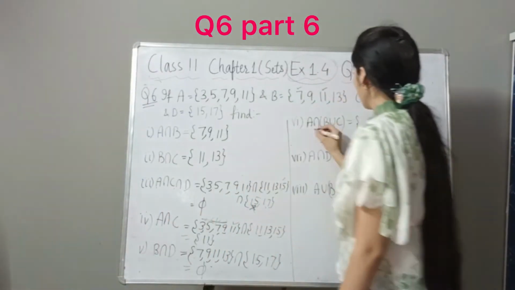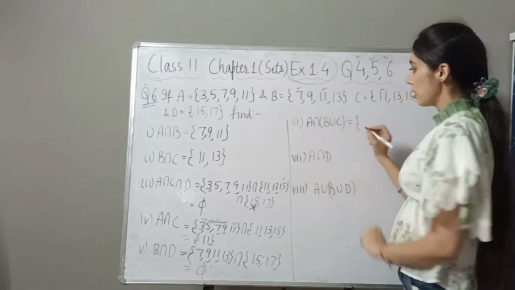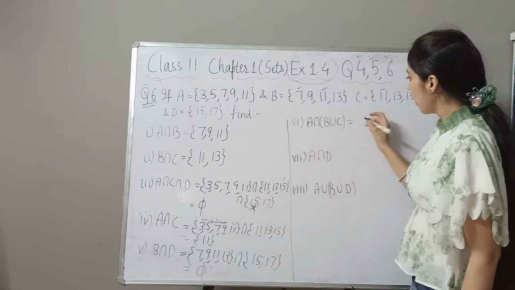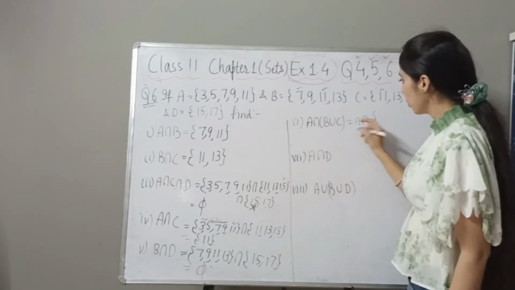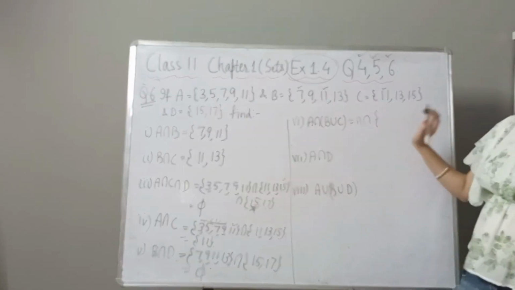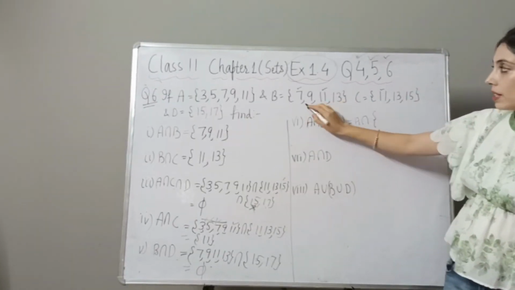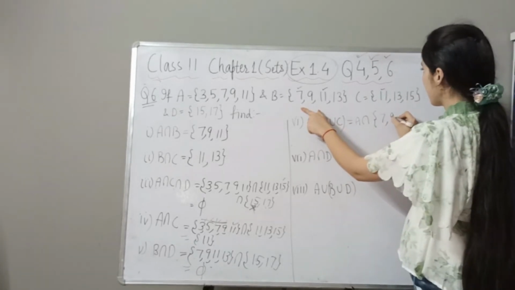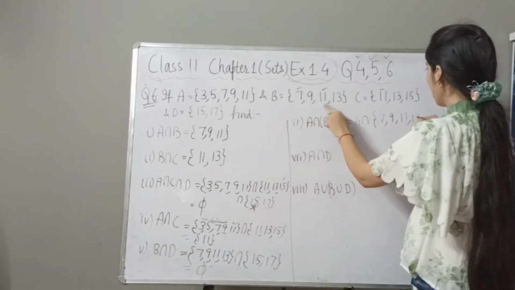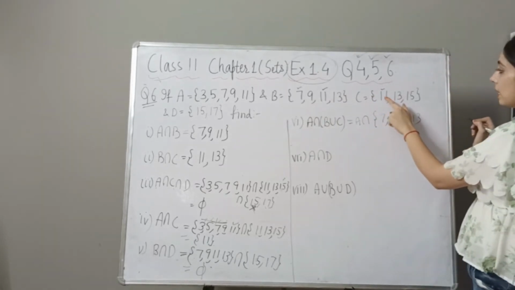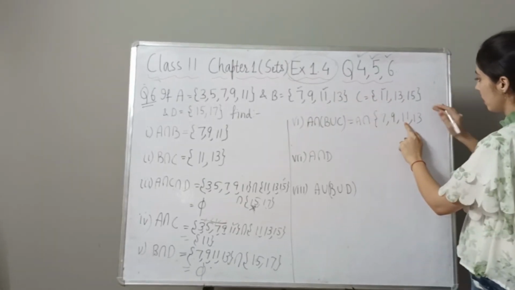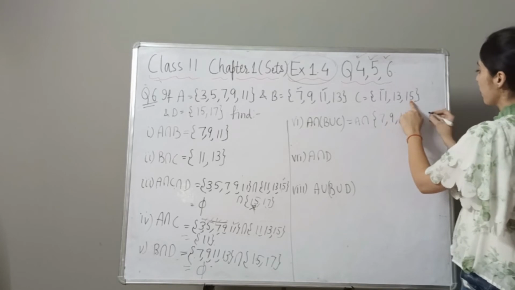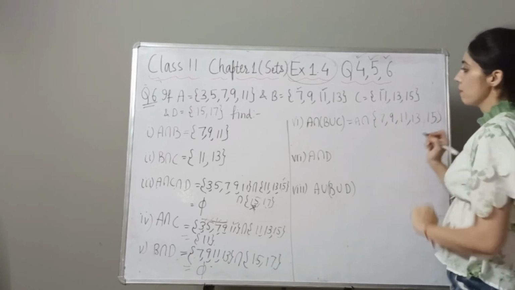Okay. So here what about A intersection B union C? First of all, we will find the union of B and C. Union means the elements which are either in B or in C. So we will write 7, 9, 11, 13 and all the elements of C. 11 is already written and 13 is also. So we will write only 15.